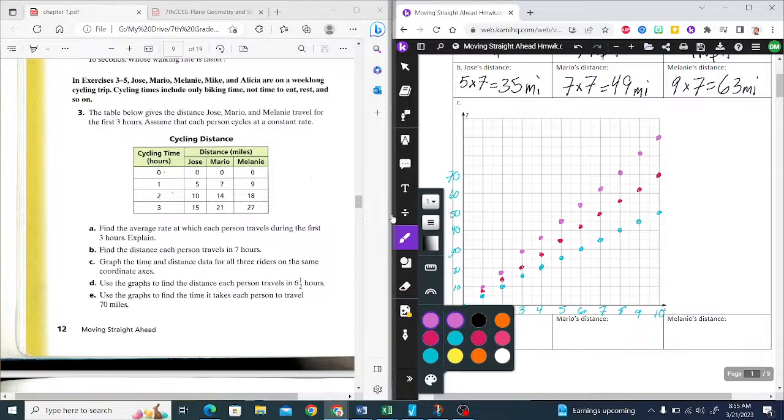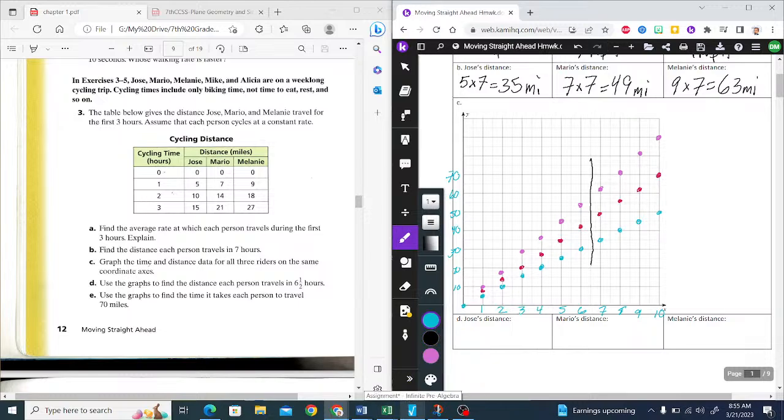I could put lines through them, but I'm not going to because that will take too much time. It says use the graphs to find the distance each person travels at 6.5 hours. So 6.5. If we look at our graph, 6.5 is right through here. And so I'm going to connect these points here, and I'm going to connect these points here, and these points here so I can see this better.